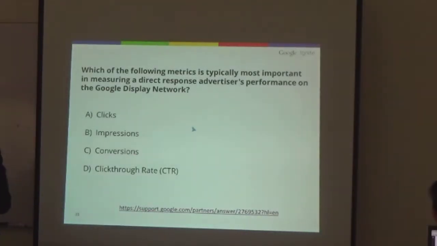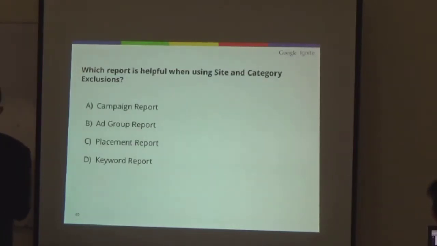Okay, so what's the answer here? Yes, for direct response, one of the key metrics is how many conversions we are able to achieve. Next question. What report is useful for using site and category exclusion? Remember, site and category exclusion is about excluding. You want to exclude certain sites from showing your ad, even though they may or may not be contextually related or relevant. So you want to filter that off. So where do we go? Yes, the placement report. So mark it there.